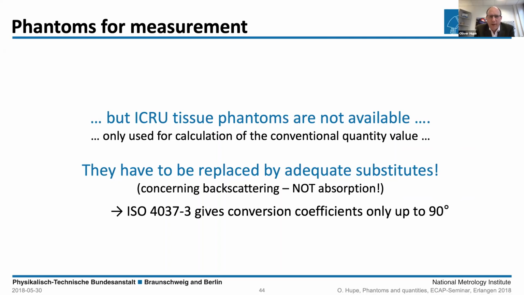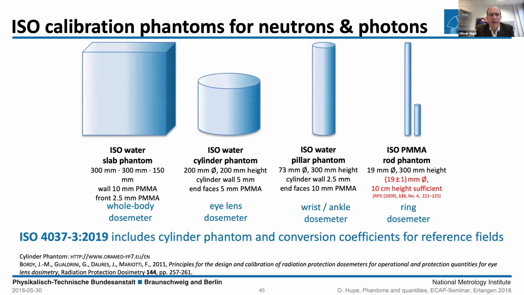So from the ISO point, we substitute these ICRU tissue phantoms by adequate phantoms, which will be similar concerning the backscattering, but not due to the absorption. That means if you have irradiation from the back, 180 degrees, this will not be in accordance with this ICRU phantom. That's the reason that in ISO 4037, the conversion coefficients are limited to 90 degrees, because you don't want to go through the phantom. It's only the backscattering you are interested in. And that set of phantoms which ISO defines, so it's our ISO water slab phantom.